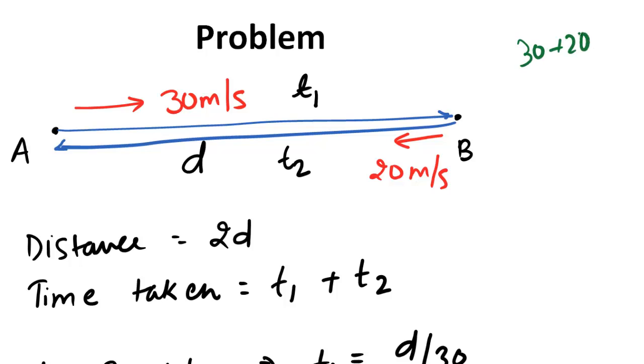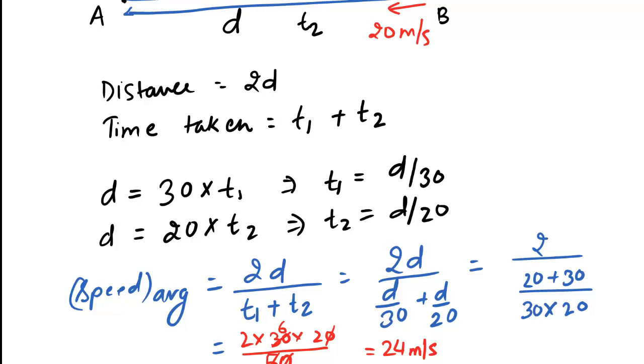But as I told you earlier, it's not the formula V1 plus V2 plus V3 by N. Correct? So don't use that. Always go by the exact formula, total distance over total time, or total displacement over total time.